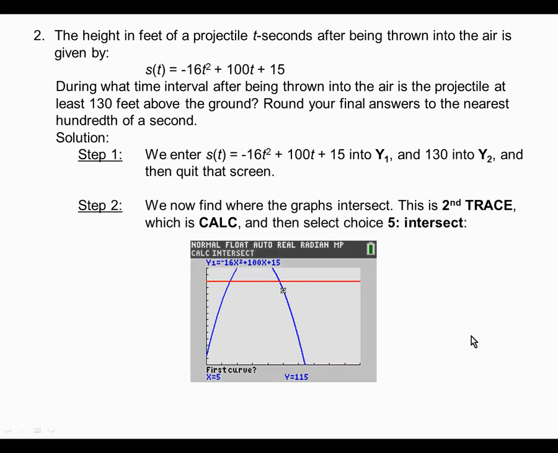Remember for step 2, we're going to find where the graphs intersect. Remember, that's second trace, and you're going to choose choice 5 for intersect. And again, notice there are two places. If you think about what's going on here, why are there two places where it's 130 feet above the ground? Remember, once on the way up and then on the way down.